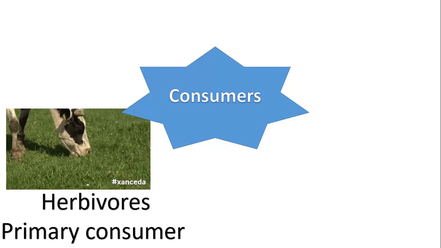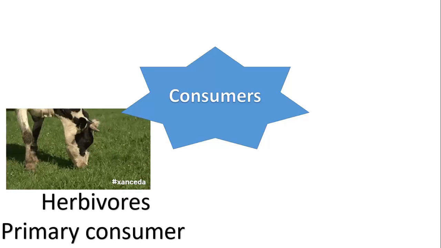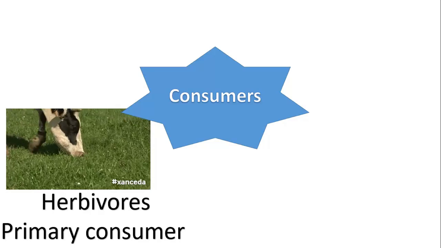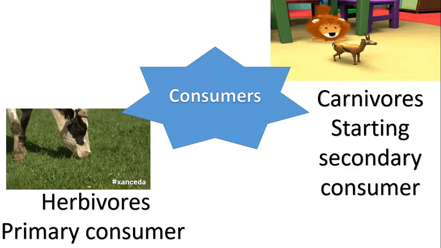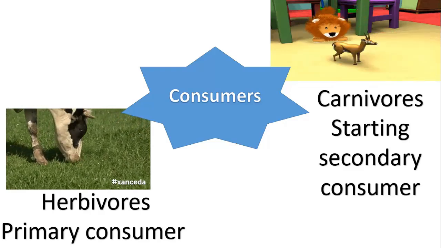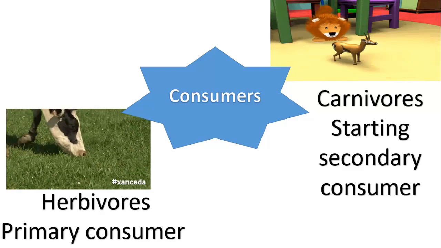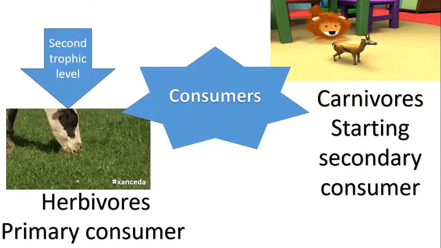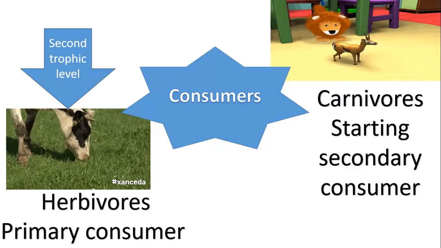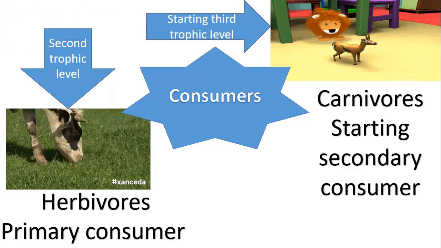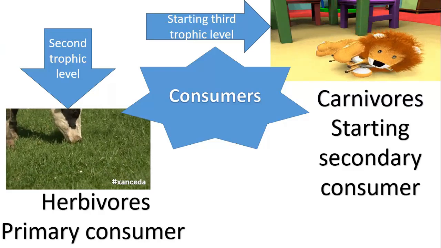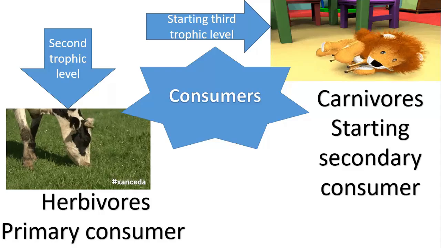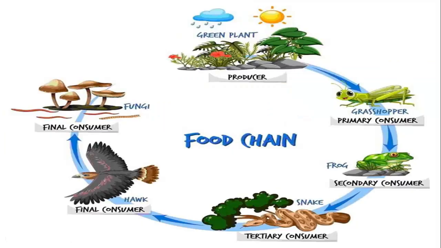Okay. Types of consumers. We have herbivores, and they have to be primary consumers, and they have to be in the second trophic level. And carnivores, and these are the animals that hunt and eat other animals or their products. You must find them starting the secondary consumer, which means that herbivores will always be in the second trophic level only, while carnivores you will find them starting the third trophic level and going on from the third trophic level to the fourth and maximum to the fifth.